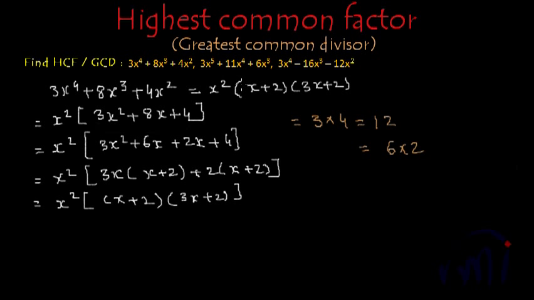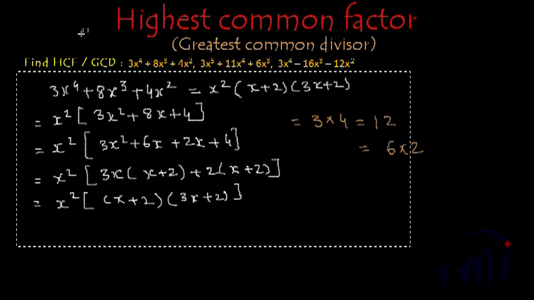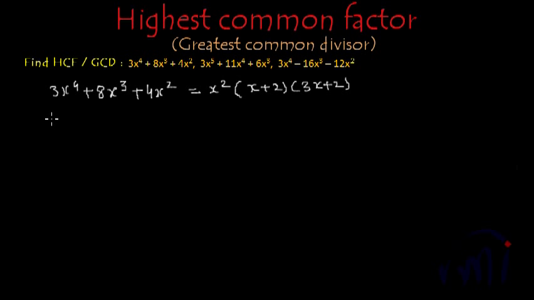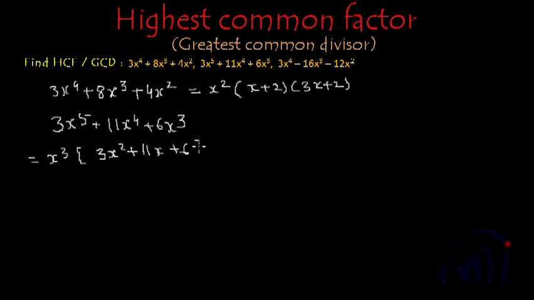And now we will repeat the same procedure with the second expression, and then we will find the factors. So let me erase all these steps because we don't need them anymore. So now we will take the second expression, which is 3x to the power 5 plus 11x to the power 4 plus 6x cube, and now we will factorize this. Here if we see properly, every term has x cube common, so I am writing it outside, and inside the bracket we will be left with 3x square plus 11x plus 6, right?